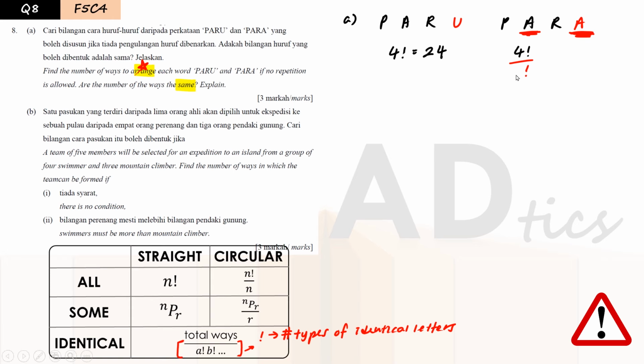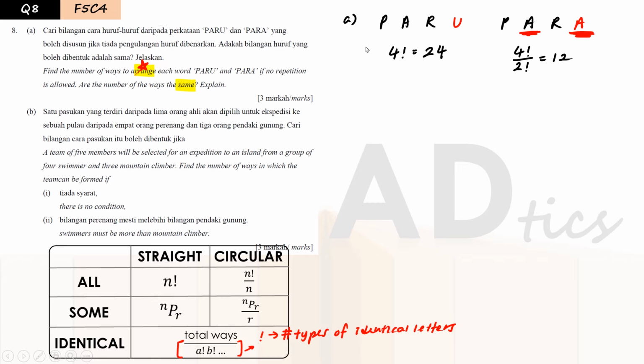But what is the value of the factorial? So this one, we can just look at how many letters of A do we have, which is 2, right? So here we are going to divide with 2 factorial. Okay, so this is how we use the identical way. Let me write this off. So 4 factorial divided by 2 factorial, so the total number of ways to arrange is 12.